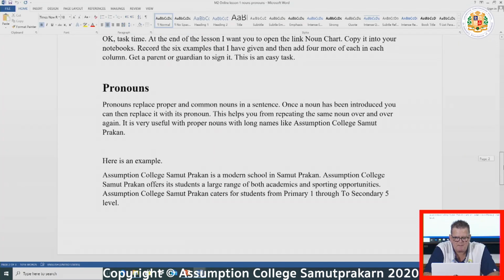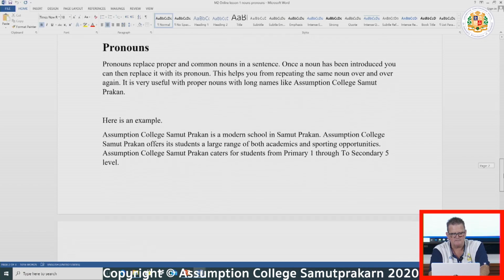Assumption College Samutpakkam is a modern school in Samutpakkam. Assumption College Samutpakkam offers the students a large range of both academic and sporting opportunities. Assumption College Samutpakkam caters for students from primary 1 through to secondary 5 level. I'm saying Samutpakkam a lot, okay? It's a lot of writing, it's a lot of extra reading. If I replace it with a pronoun, it looks like this.